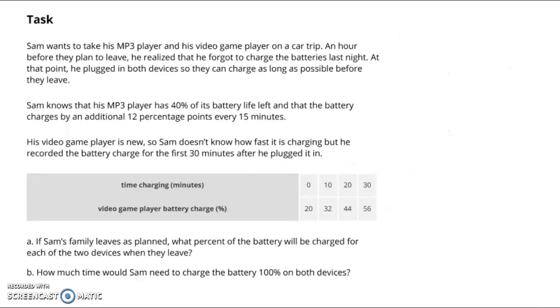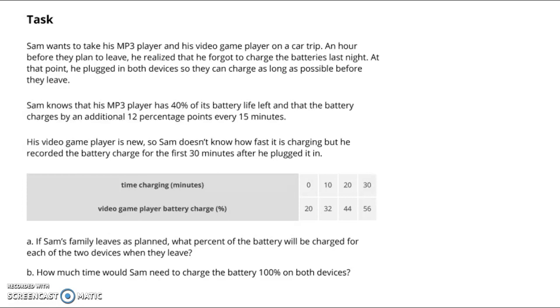If you go ahead and get yourself to the slide that says task at the top, let's go ahead and read this. So Sam wants to take his MP3 player and his video game player on a car trip. An hour before they plan to leave, he realized that he forgot to charge the batteries last night. At that point, he plugged in both devices so they can charge as long as possible before they leave. Sam knows that his MP3 player has 40% of its battery life left and that the battery charges an additional 12 percentage points every 15 minutes.